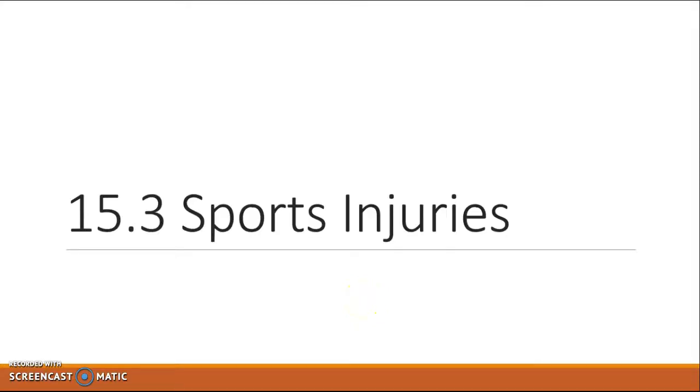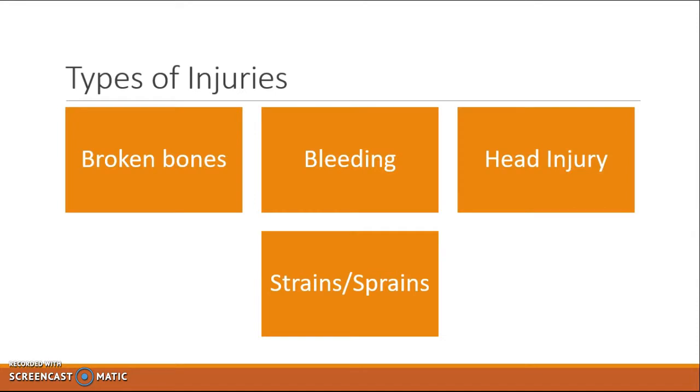This is my 15.3 of sports injuries, and we're going to start off here with the different types of injuries. We've got 4 here. They are broken bones, bleeding, head injury, and strains and sprains.